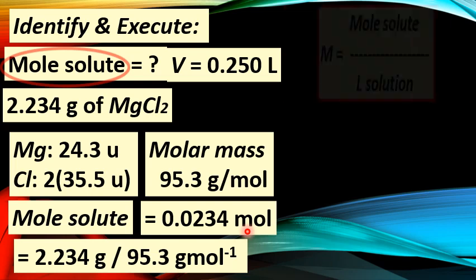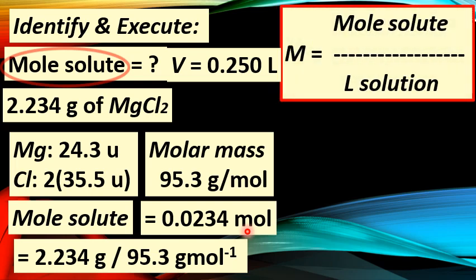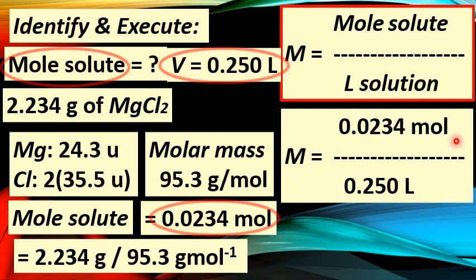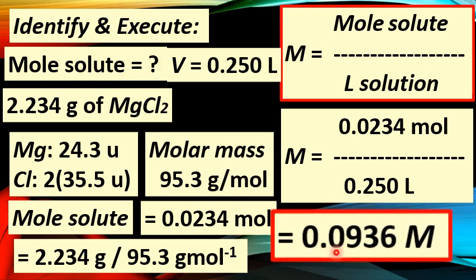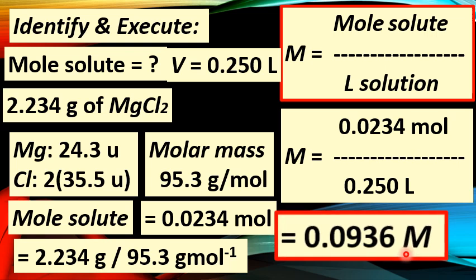And then, using the formula for molarity, capital M equals mole solute divided by 1 liter of solution, we get the molarity, capital M, equals 0.0234 moles divided by 0.250 liters. Again, doing our math, we will get the molarity, capital M, equal to 0.0936 molars.